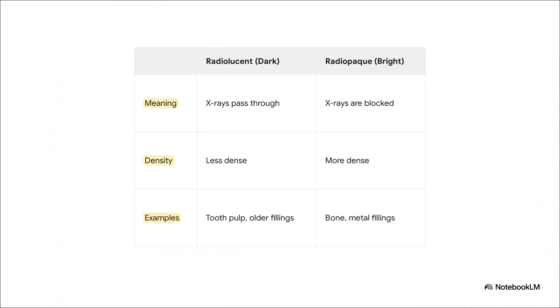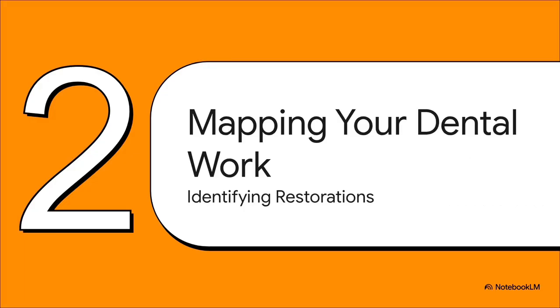Now the flip side is stuff that's less dense, like the nerve deep inside your tooth. We call that radiolucent. The X-rays just pass right on through and that creates a darker area. So let's just boil it down. Bright means dense. Dark means, well, not so dense. Simple as that. All right, so now that we've got the language of light and dark down, let's start identifying the landmarks on our map.